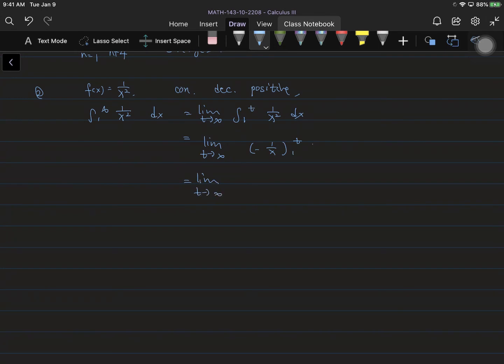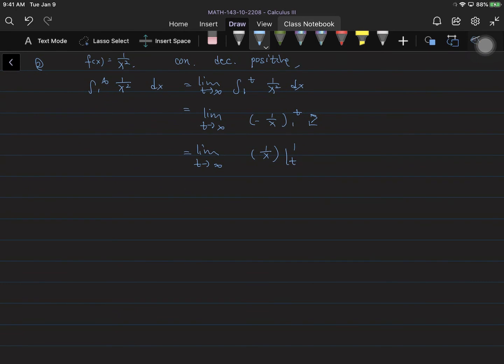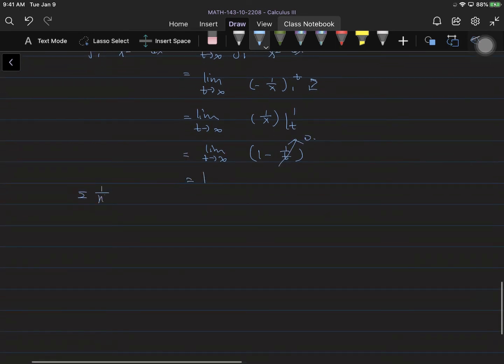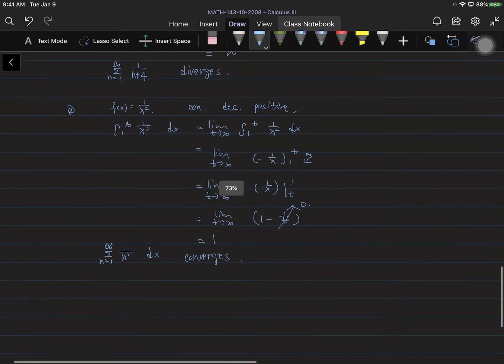I like to switch the bounds and cancel with the negative sign in front. So it's kind of like 1 over x from t to 1, something like that. It's easy to deal with the positive sign. And the limit as t goes to infinity of 1 minus 1 over t. As t goes to infinity, this term goes to 0, so the final answer is 1. And in this case, we can see the series of 1 over n squared, n from 1 to infinity, converges. Okay, this is how we use the improper integral.